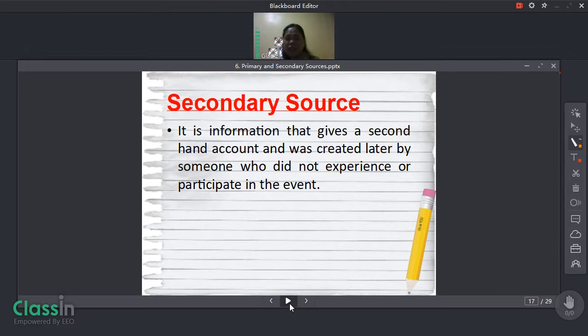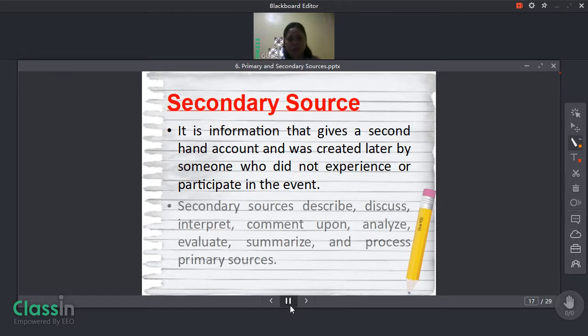So it's not actually the original. Okay, it was being modified by someone. Yeah, someone who did not experience or participate in the event, but they are the one who makes it a secondary source of information. It describes, discusses, interprets, comments upon, analyzes, evaluates, summarizes, and processes primary sources. So from the primary sources, they process it to become the secondary sources of information.